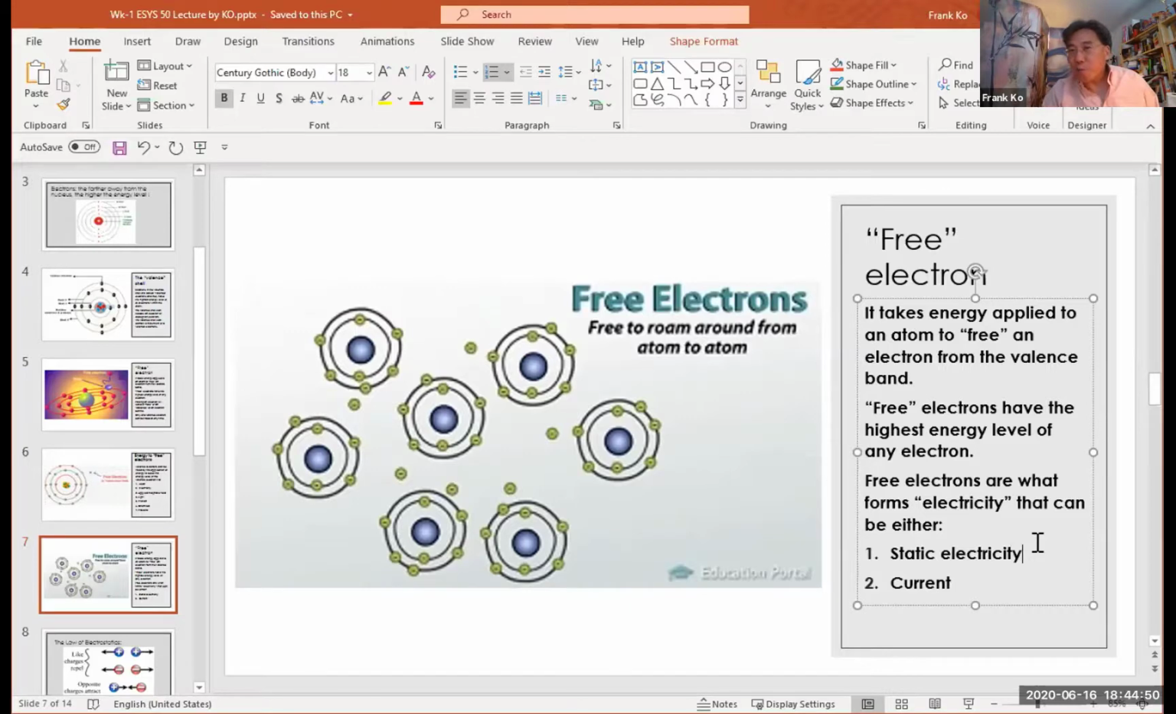Now, what is the other form of electricity? Something called current. When we talk about current, what do you think about? You think about water flowing in a river. You're thinking about some kind of flow. And that's exactly what current is. Current is the flow of electricity. And let's take a look at the next thought.